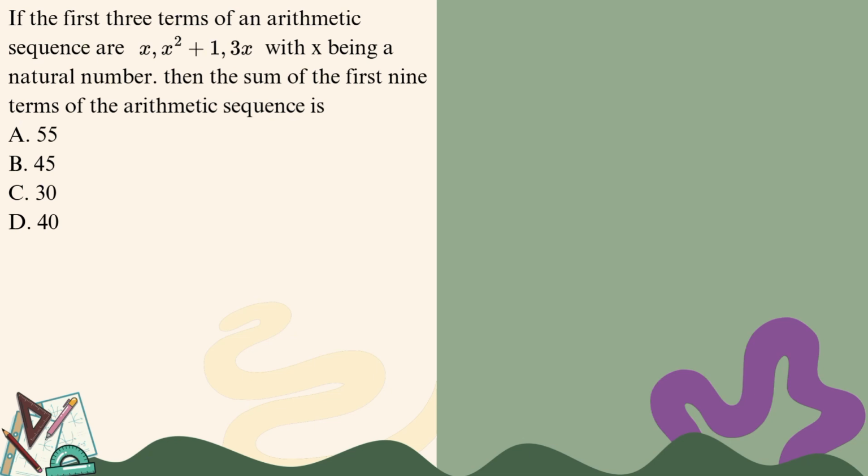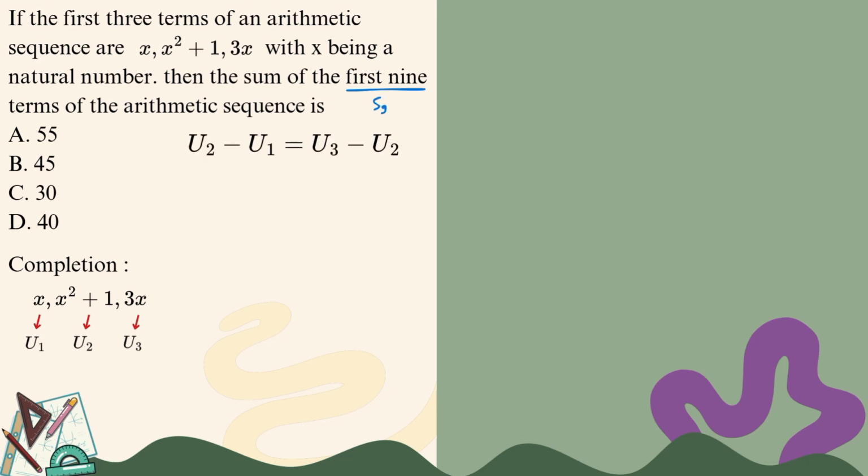If the first terms of an arithmetic sequence are x, x squared plus 1, 3x, with x being a natural number, then the sum of the first 9 terms of the arithmetic sequence is... The completion: x is sub 1, x squared plus 1 is sub 2, and 3x is sub 3. In the question, we will find the S9.